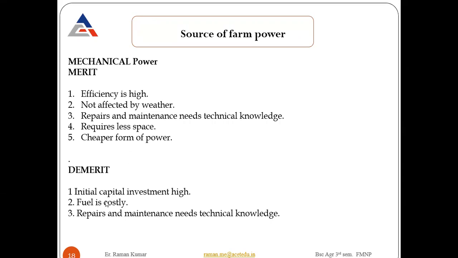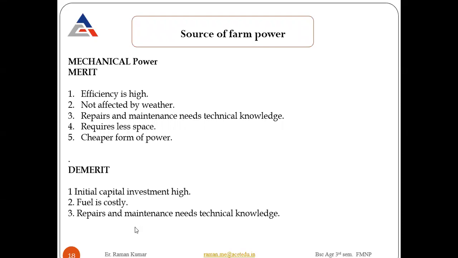Fuel is costly, as everybody knows. Diesel is very costly these days. So if we do more work, it will require more fuel, and the fuel cost is very high. This is also a demerit of this mechanical type of power.